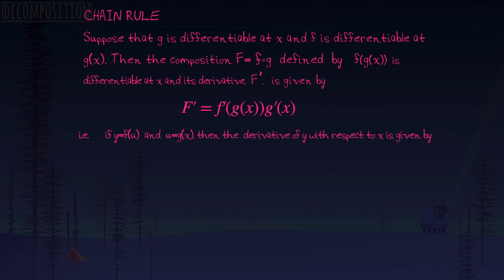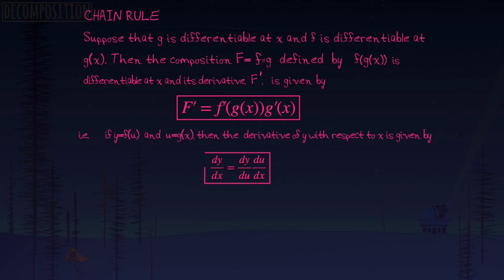Now if we were going to break that down like we did just a minute ago into y equals f of u and u equals g of x, then we're going to have this thing right here. dy dx, the derivative, is given by dy du times du dx. And this can be a really simple way to look at things. It can also be really complicated.